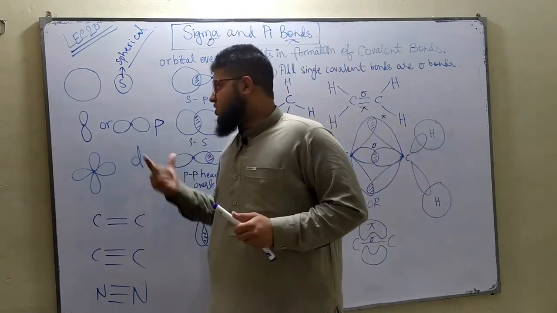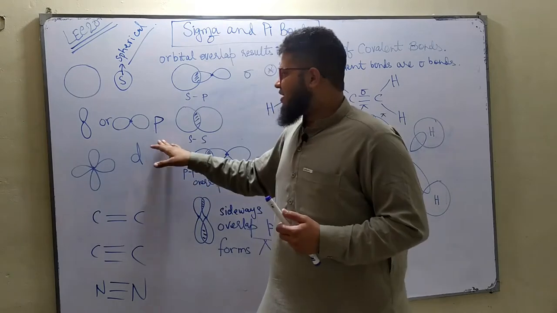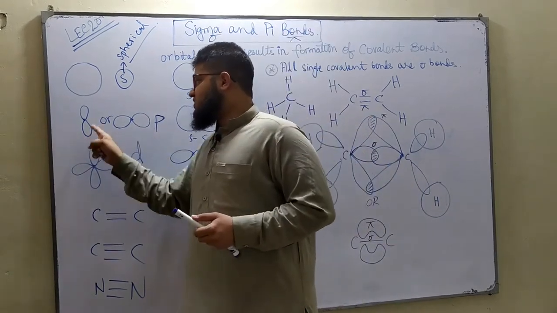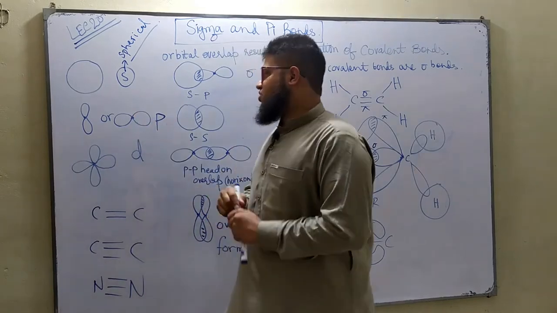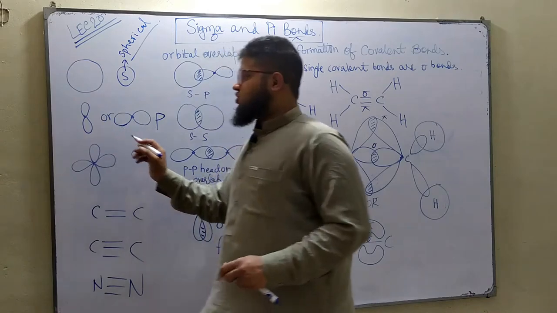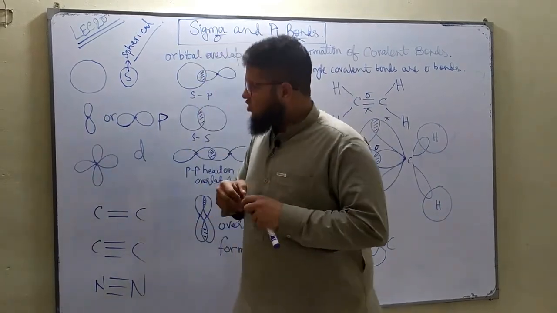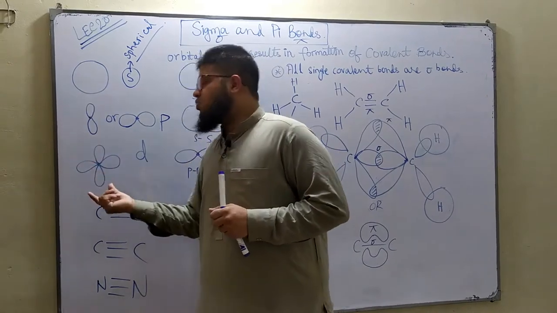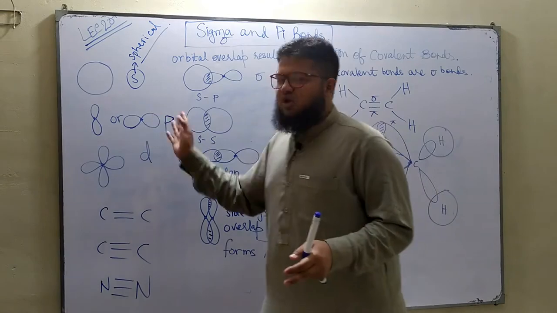Then the p orbital. A p orbital looks like a dumbbell. Dumbbell-shaped orbitals. This is how it looks, and this is how it looks. So it can either be vertical or horizontal. This is the shape of p orbitals. Both are p orbitals, the only difference is that this is upright and this is horizontal, but it doesn't matter. If you're asked to draw the shape, you can draw any one of them.